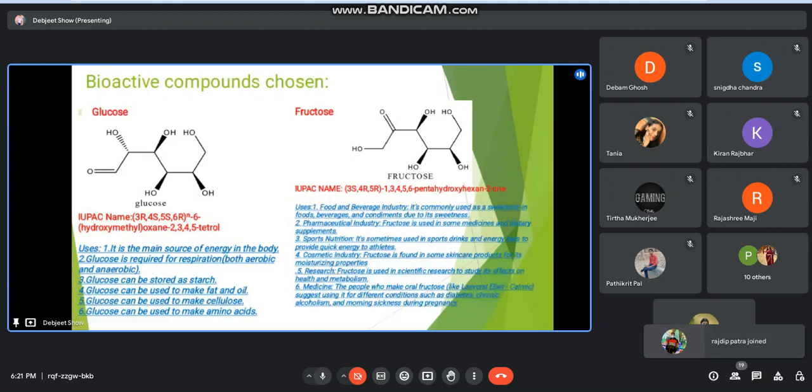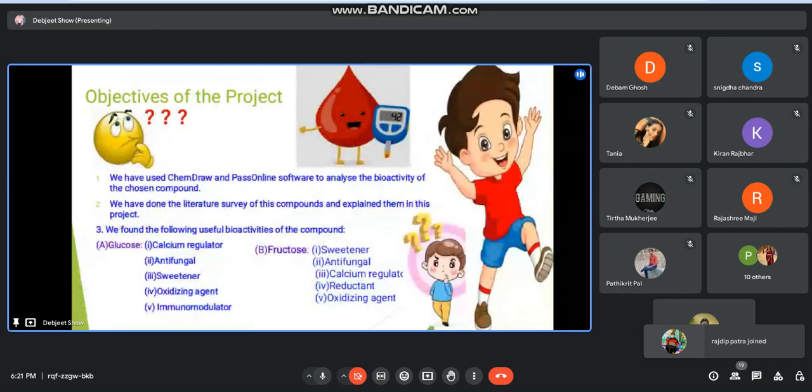Next, what are the objectives of the project? We have used ChemDraw and PASS Online software to analyze the bioactivity of the chosen compounds. We have done a literature survey of these compounds and explained them in this project. We found the following useful bioactivities of glucose: calcium regulator, antifungal, sweetener, oxidizing agent, and immunomodulator. Fructose: sweetener, antifungal, calcium regulator, reductant, and oxidizing agent.